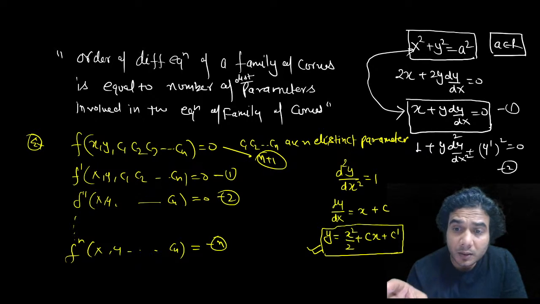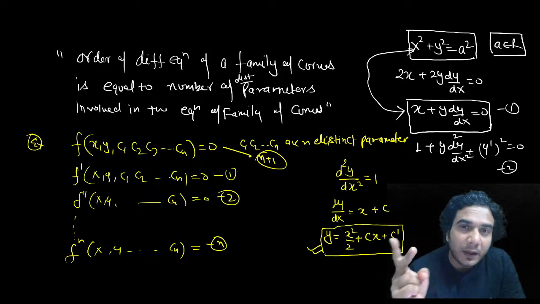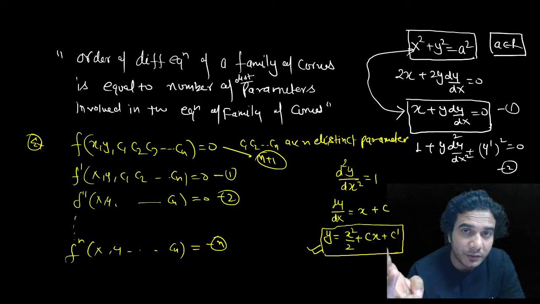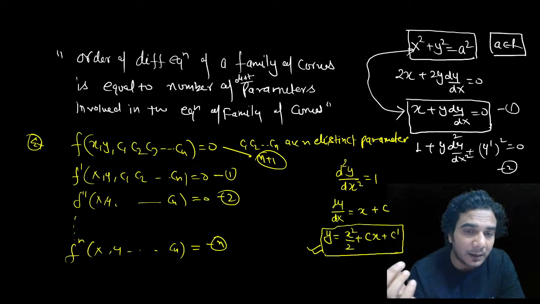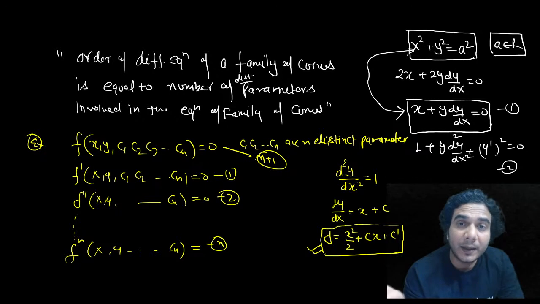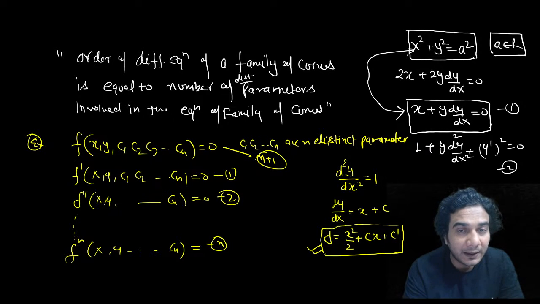So in coordinate geometry, while finding the locus of an equation, you must have heard this: when you have one parameter, then you need two equations to eliminate it. When you have two parameters, you need three equations to eliminate them. When you have three parameters, you need four equations. Similarly, when you have n parameters, you need n plus one equations to eliminate n parameters.